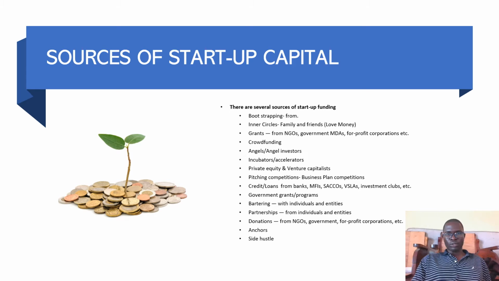We have credit or loans from financial institutions like banks, microfinance, SACCOs, VSLAs, investment clubs, among others. We also have a government program that can fall under donations and grants. Then we also have bartering with individuals or entities. We have partnerships with individuals and entities. We also have donations from NGOs, governments, and for-profit organizations. Then we can use anchors and side hustles. So let's go into it. I will be explaining them one by one.